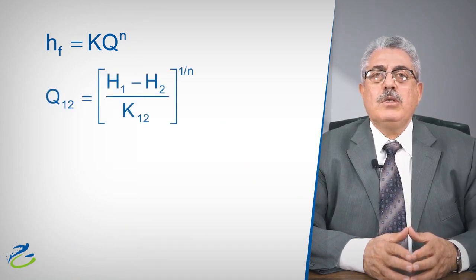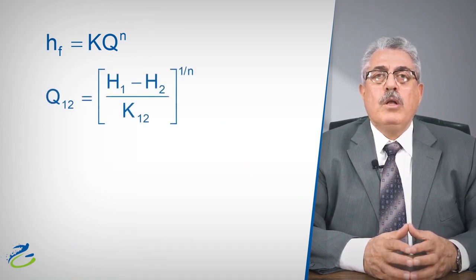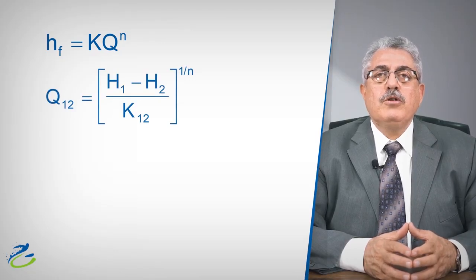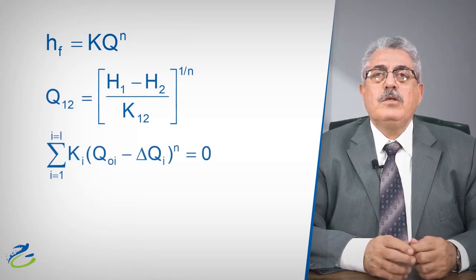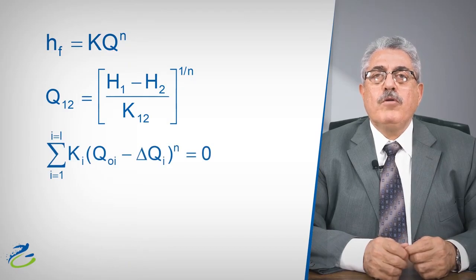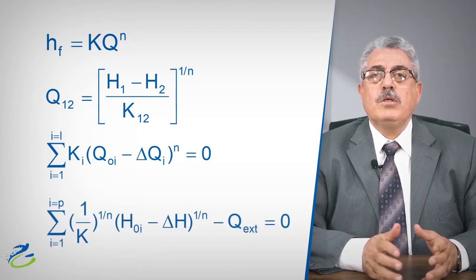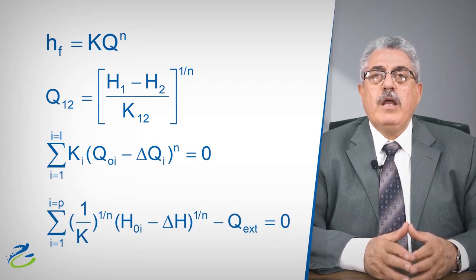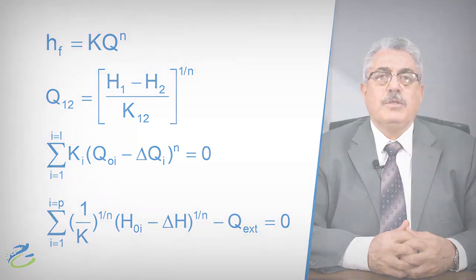The second equation, Q from node 1 to node 2, is calculated in terms of H, and the third equation calculates corrective flow using the continuity equation. The fourth equation calculates corrective head using the energy equation.